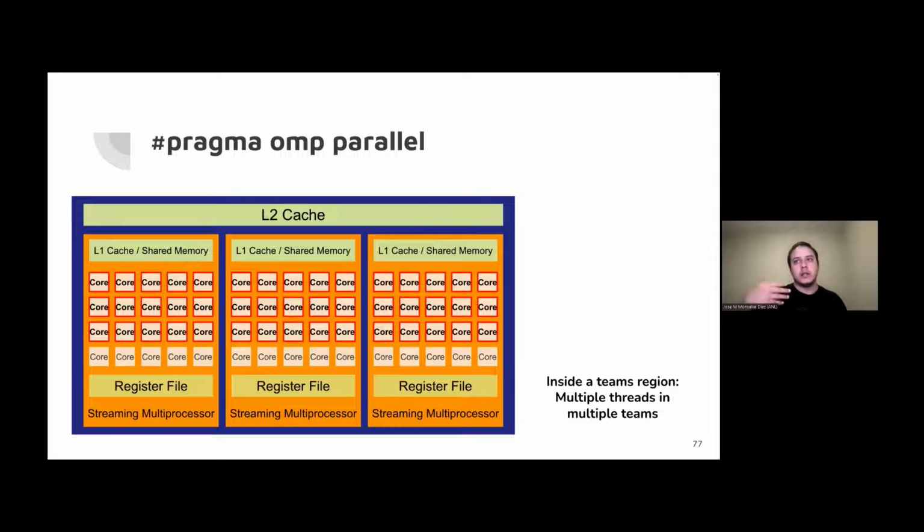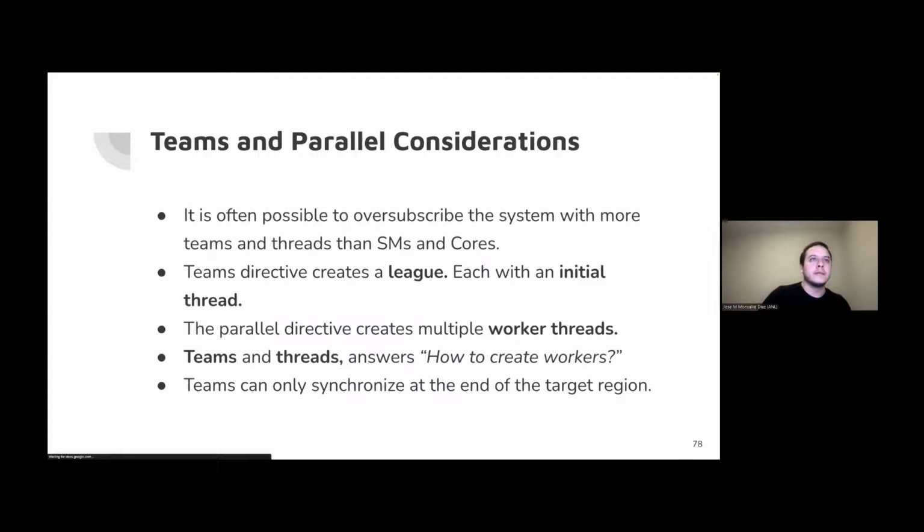Okay, so we do need teams to be able to take advantage of the streaming multiprocessors, and we need parallel to be able to take advantage of the different cores in the system. And cores within the streaming multiprocessors can synchronize between each other. They can have one-to-one communication. They can have barriers. They can have master and single, and they can have all these directives that target synchronization and coordination of work between the different cores. So they are a little bit more tightly coupled than the streaming multiprocessors are.